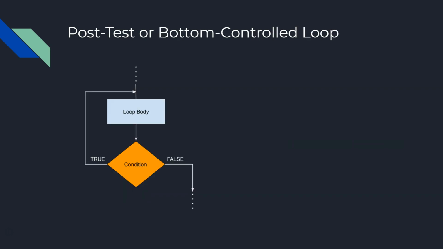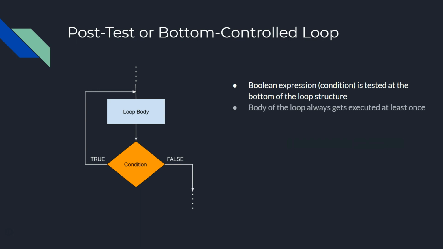The next one here is the post-test or the bottom control loop. This is very similar. You would still have a condition to test, but you test it at the bottom of the loop. So before the condition is being tested, you already execute the body of the loop, right? So at least once. So therefore we say that it guarantees one iteration. So this is an example of a do while loop.